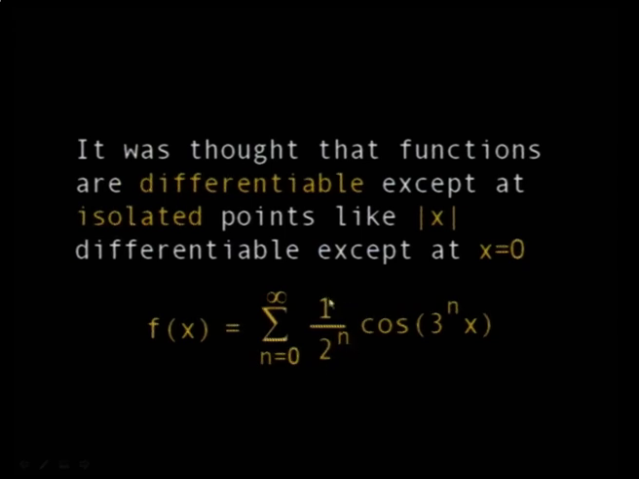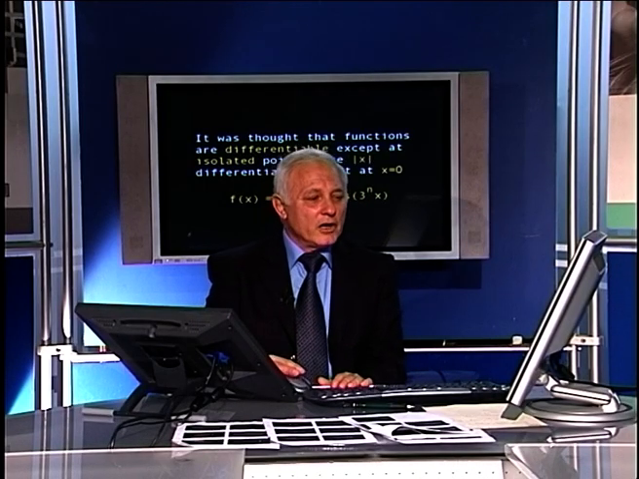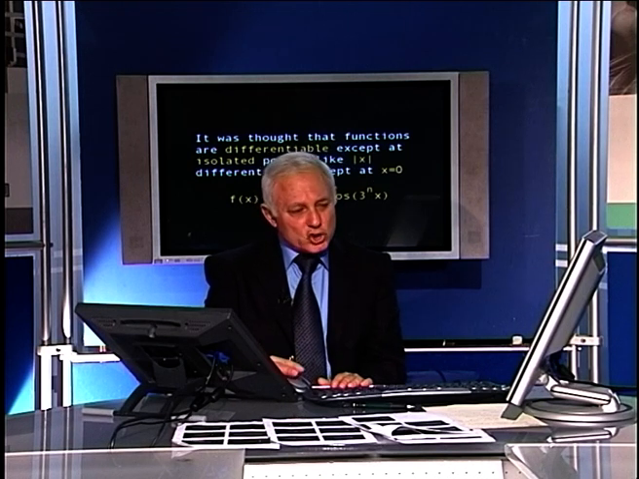But because here we have 1 over 2 to the n, the ratio is half, which is less than 1. When you differentiate it, you get 3 to the power n outside here, so you get a ratio which is greater than 1. So the derivative here does not exist, which means that this function is continuous for all values of x and differentiable nowhere. So it's continuous everywhere and differentiable nowhere.